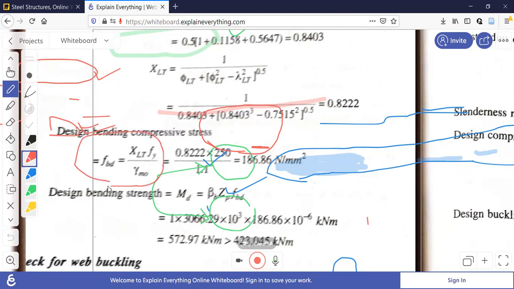It is again chi LT Fy by gamma M naught. The chi LT calculation is slightly different because it involves MCR, which was not discussed in the beginning. Somewhere I have sent you one page in which I have written at the bottom PTO for another method.